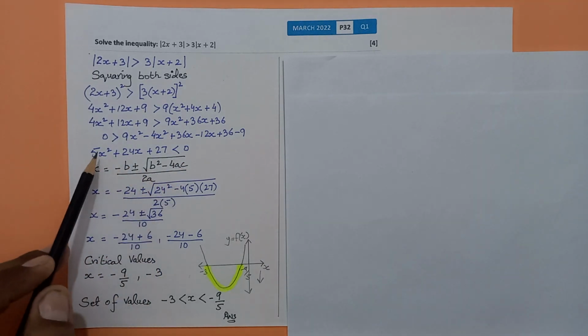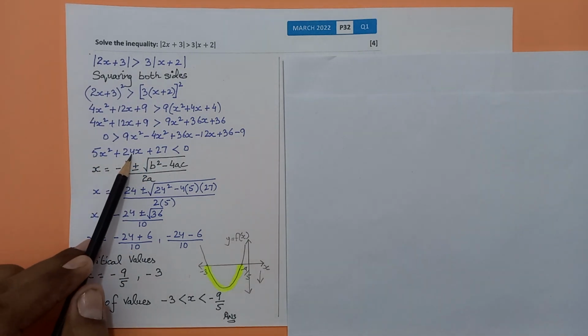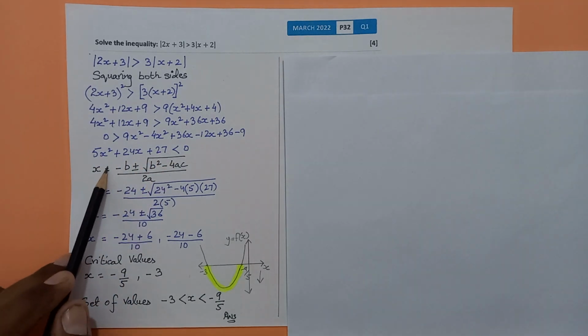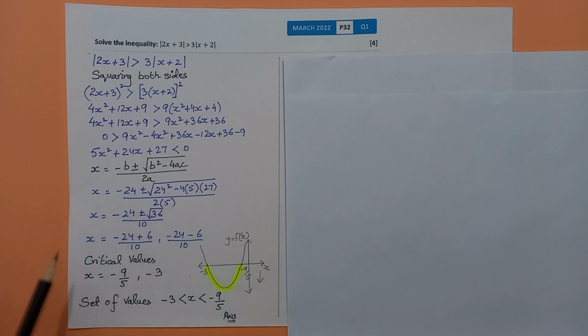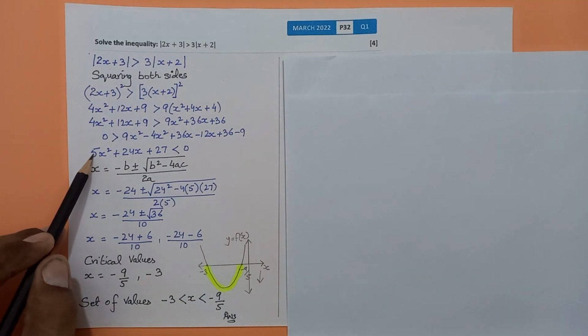Using the quadratic formula and the values of a, b, and c, which are a is 5, b is positive 24, c is positive 27, place them in the quadratic formula, simplify them, and get the two critical values. Critical values means the x-intercepts. And we have minus 9 upon 5 and minus 3, and negative 3 is less than minus 9 upon 5 over here, because the quadratic has a positive coefficient.